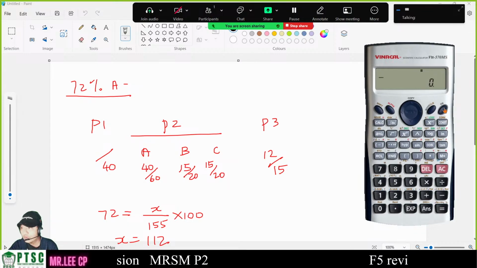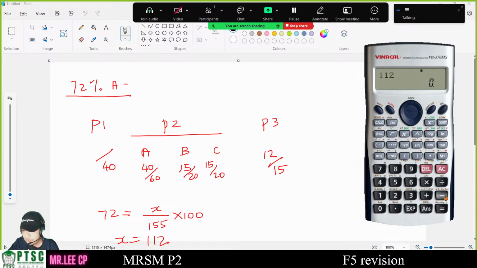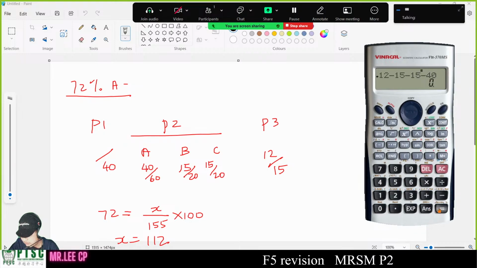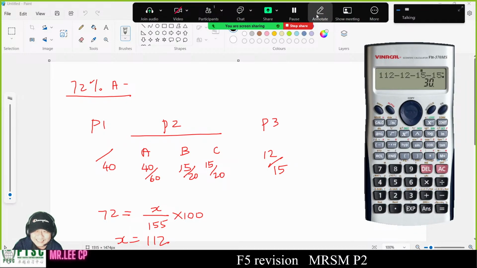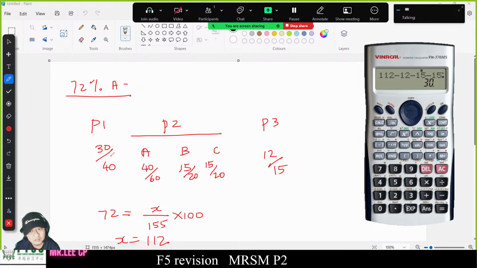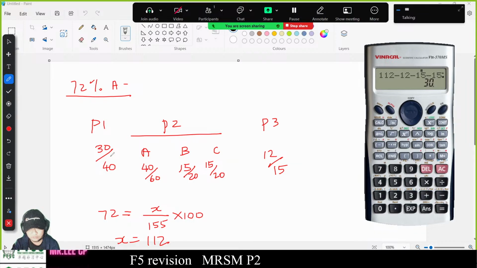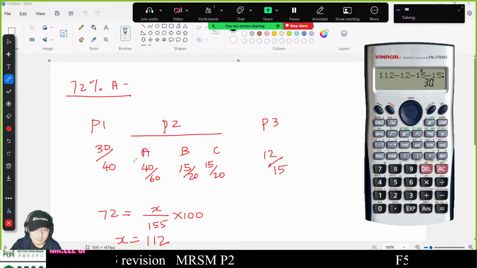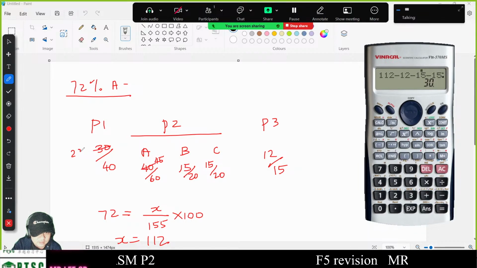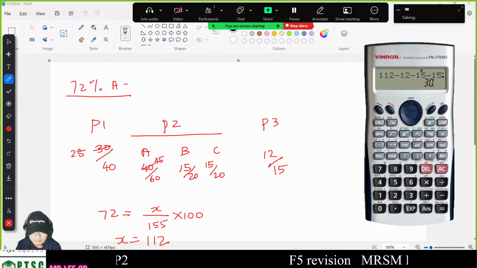So we will see: 112 minus 12 minus 15 minus 15 minus 40. So you need to get 30 here. If you get 36 here, it means you need to get 34 out of 40, which is kind of hard. So these are the marks that you need to score. If you can get 45 here, then you will feel very comfortable. You just need to get 25 and above to get an A.